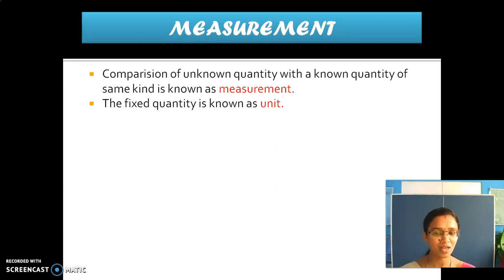Clear? So the fixed quantity is known as unit. Fixed quantity is known as unit. Okay. So there are different units. If you go to buy milk, how will you buy that? Giving milk for 1 kg. Yes. What is the unit used there? Liters. Yes. You may ask, give me 1 liter or 2 liters.